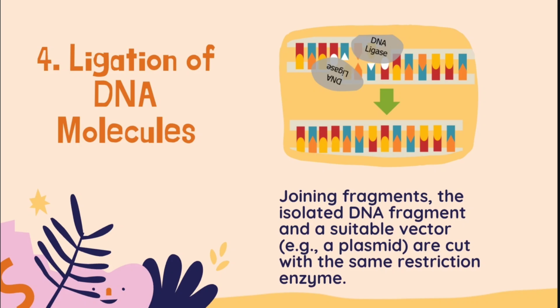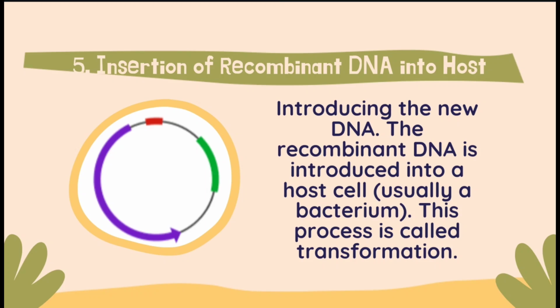The fourth process is ligation of DNA molecules. Joining fragments. The isolated DNA fragment and a suitable vector like plasmid are cut with the same restriction enzyme. The cut vector and the DNA fragment are then joined together by the enzyme DNA ligase, forming a recombinant DNA molecule.